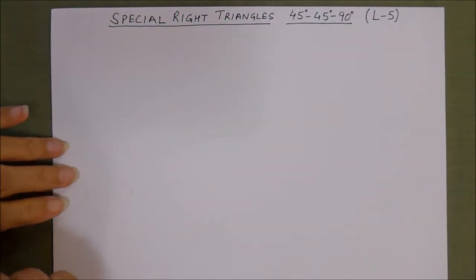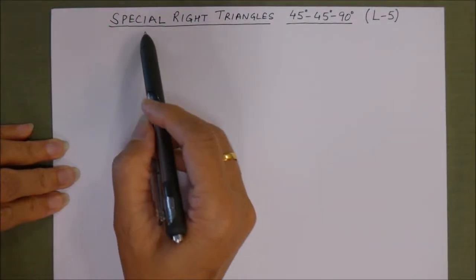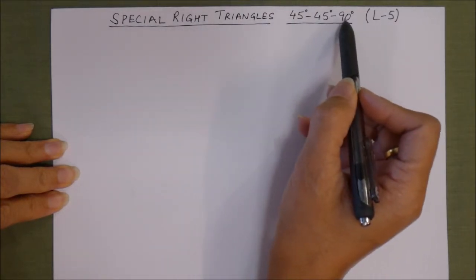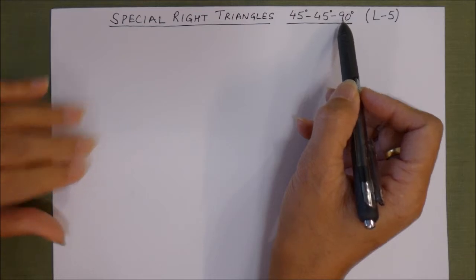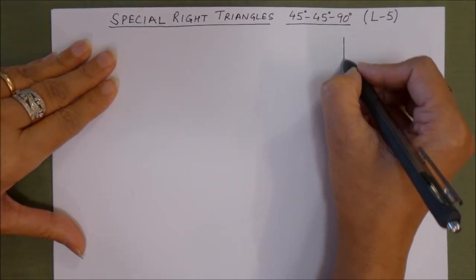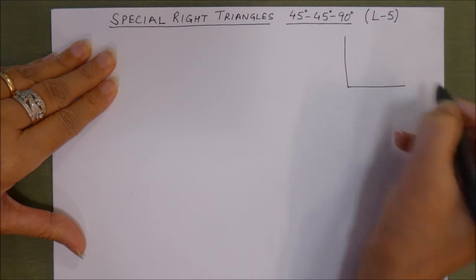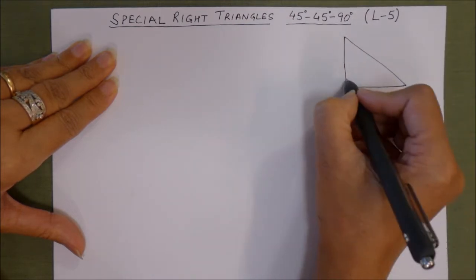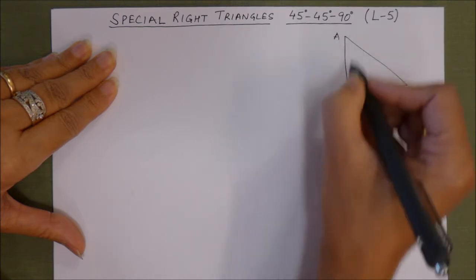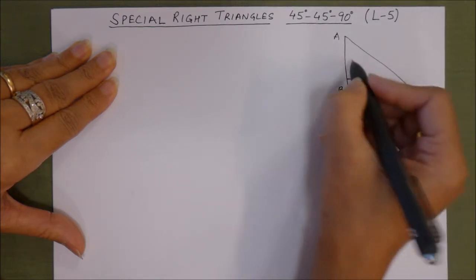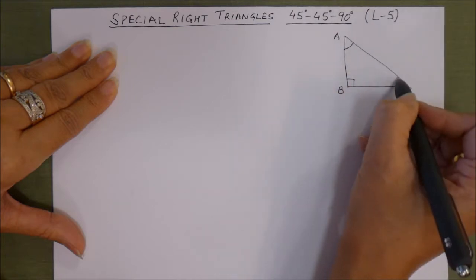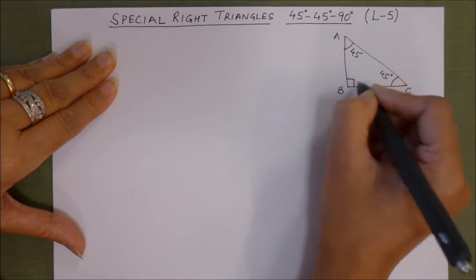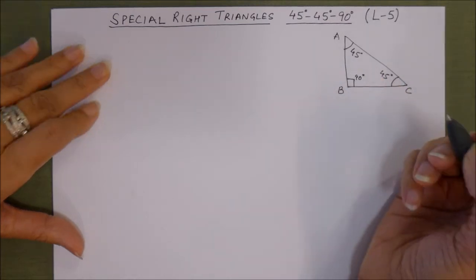Hi guys, in lecture 5 today we will discuss the special right triangles in which the two angles are 45 degree each and another angle is 90 degree. So we draw a right triangle in which this angle is 90 degree. We name the triangle as ABC and these two angles are given to be 45 degree each. This one is 90 degree.